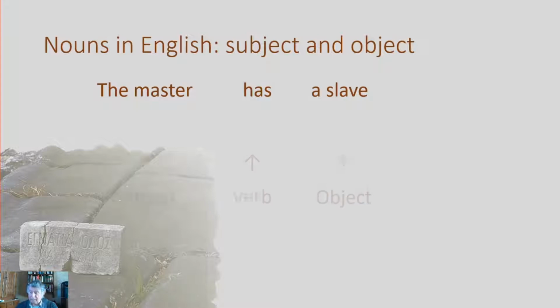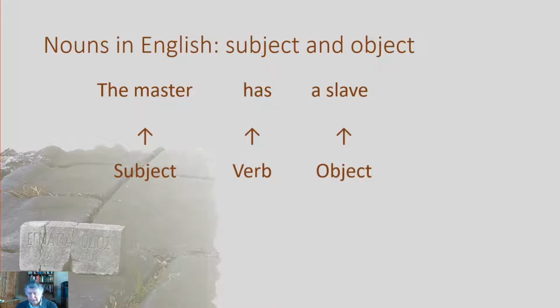And I hopefully am reminding you that each part, each word or group of words, has a function within the sentence. So you have a subject, the verb itself, and the object. They're defined really in their relation to the verb. So the master is the subject of the verb. It's the person or the thing that is doing the stuff. And the slave is the thing that's affected by the verb, and so it's the object. So subject and object.